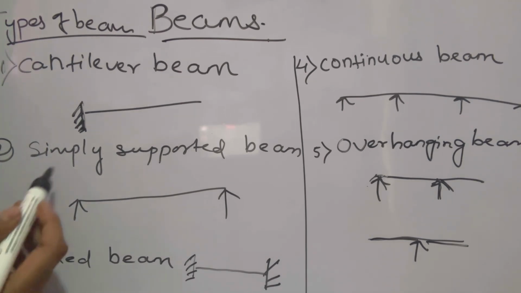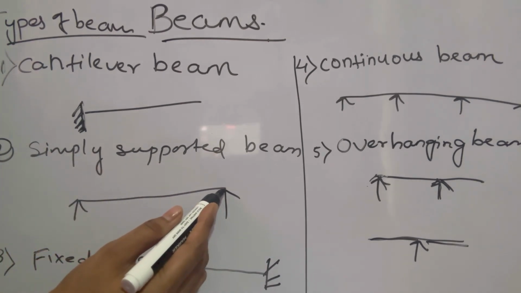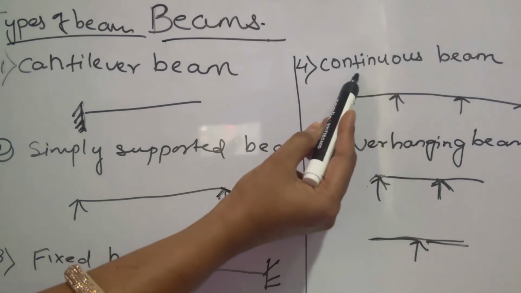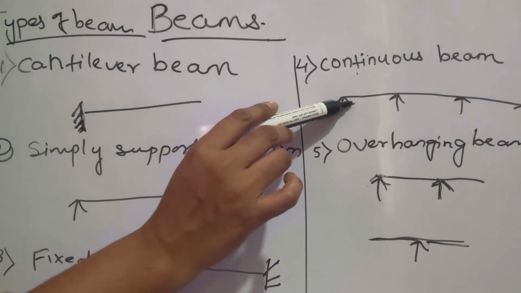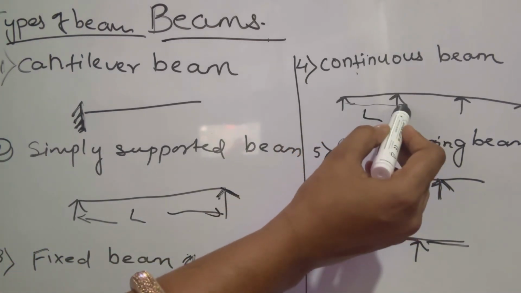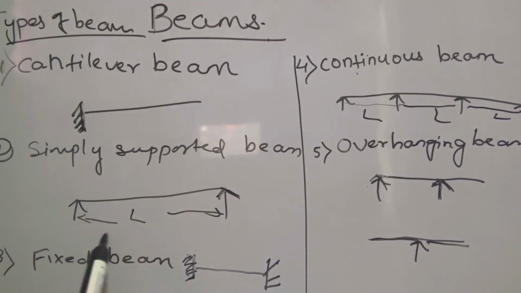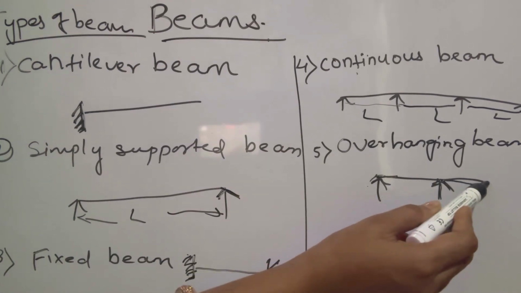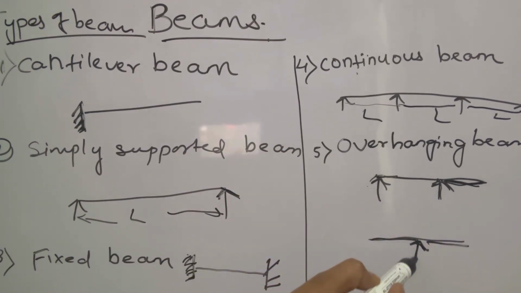Then the second one is the simply supported beam. In the simply supported beam, the beam is supported simply, you have only two supports. The third one is fixed support, where the beam is fixed at both ends. And the fourth one is continuous support, where the beam is continuous. In simply supported and the other supports I have shown only one span, but in continuous support we have more than one span. Then the overhanging beam, I have told you it is similar to the cantilever beam. So these are the five types of beams.